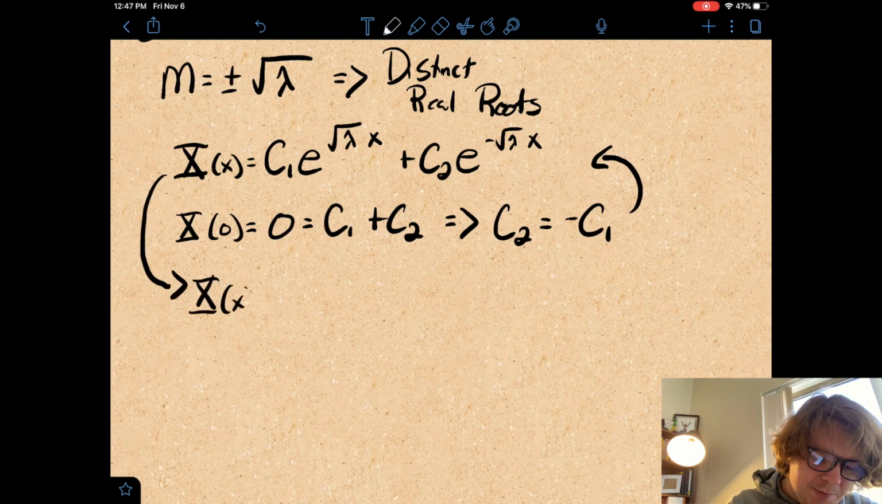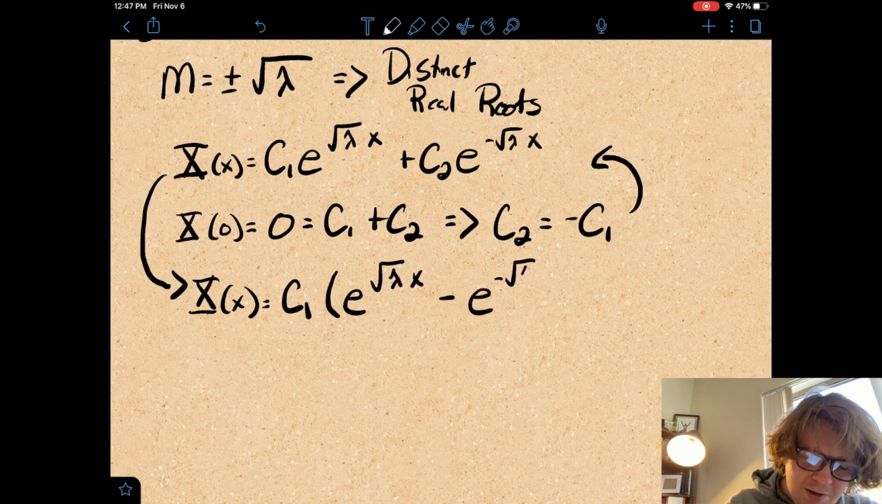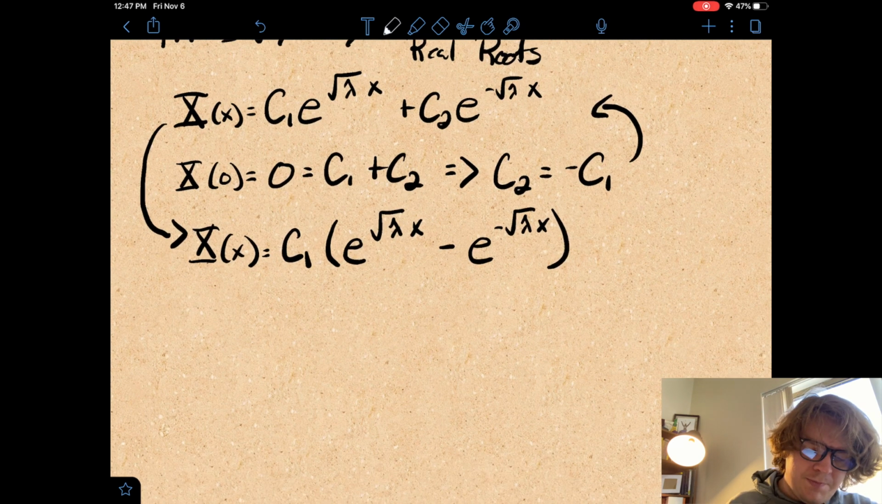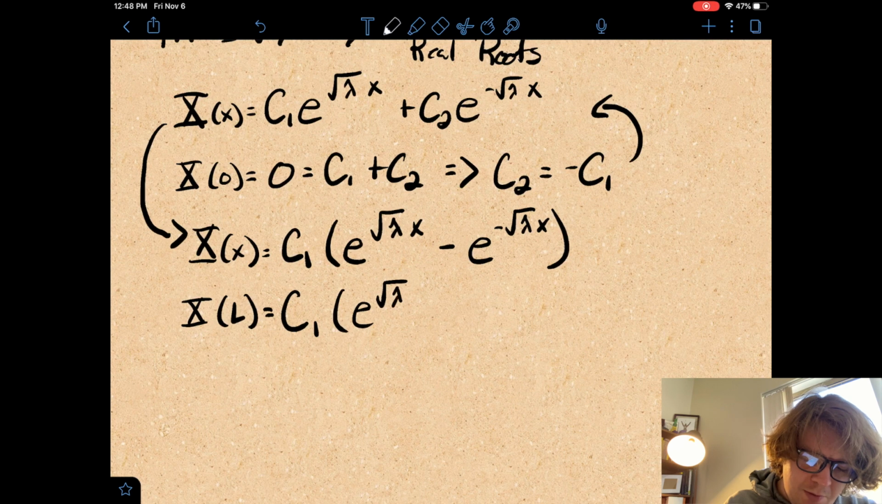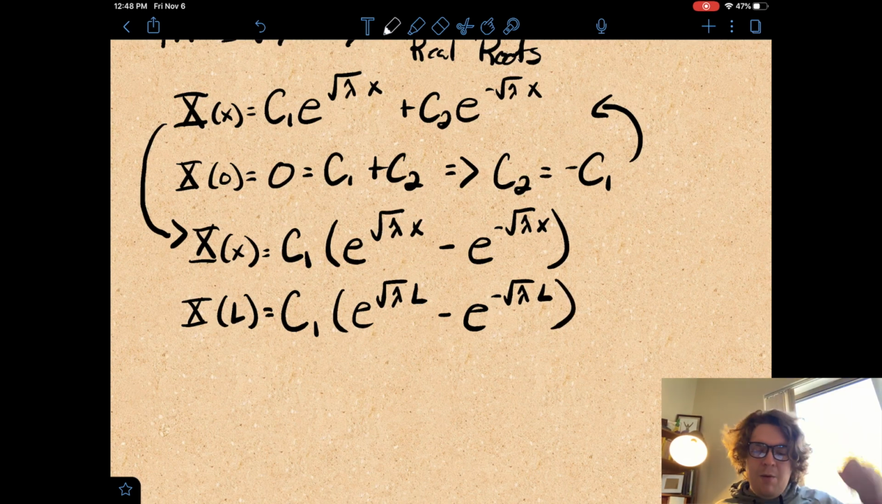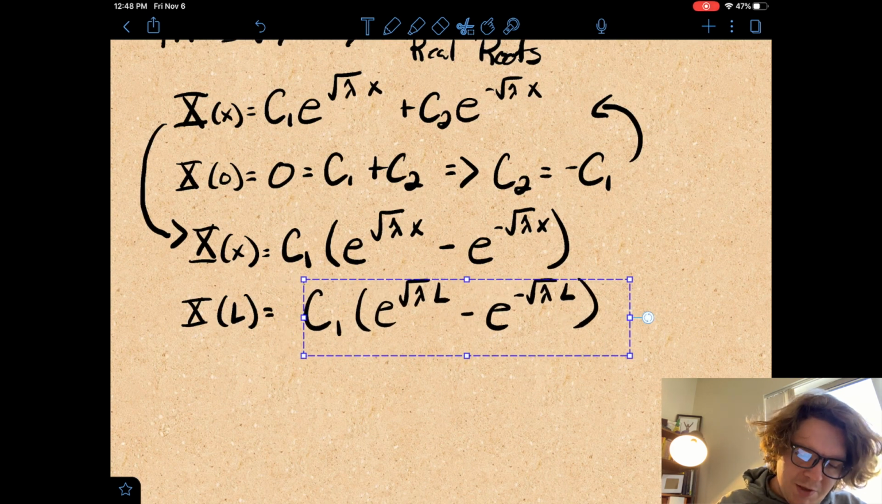So here we'll have X of x equals some c1 times e to the square root of lambda times x minus e to the negative square root of lambda times x. And now we'll plug in our right endpoint, L. We use the letter L. I keep wanting to say left, but it's our right endpoint. So now we'll have c1 times e to the square root of lambda times L minus e to the negative square root of lambda times L. And we want this to be equal to 0. I should have mentioned that beforehand.